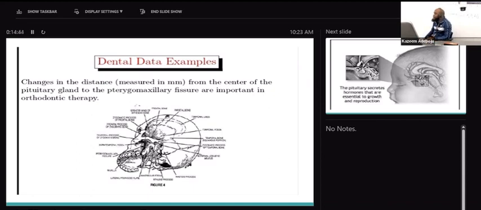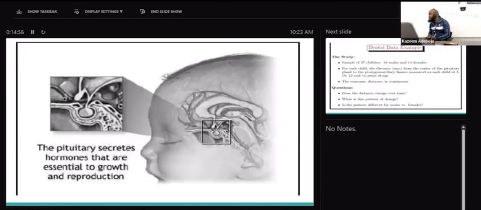orthodontic therapy. We notice that there's a change in that distance as a child is growing up. And what is the significance of that pituitary gland? Why do you think they are interested in that? They're interested in that because it secretes hormones that are essential to growth and reproduction. That is why that very distance is of high significance to researchers.